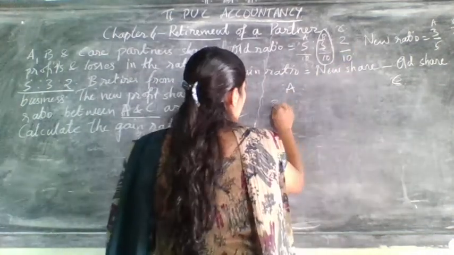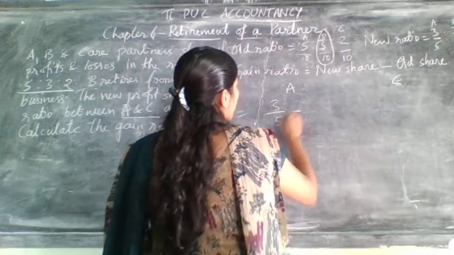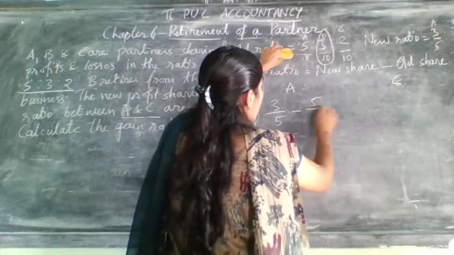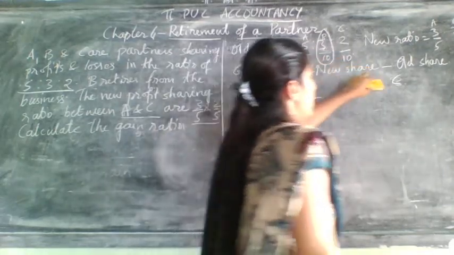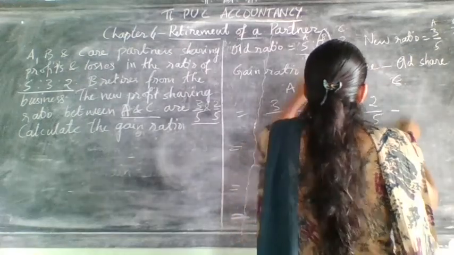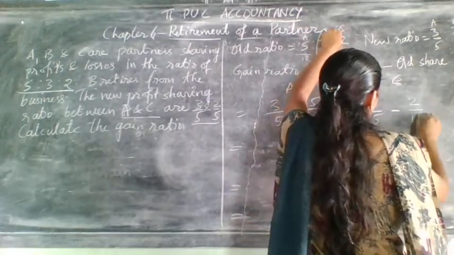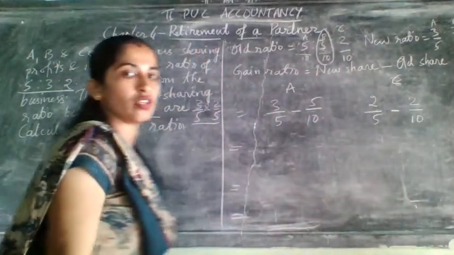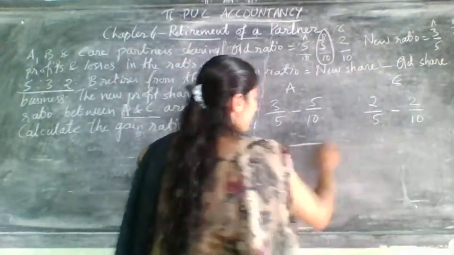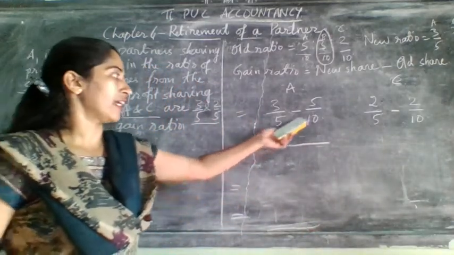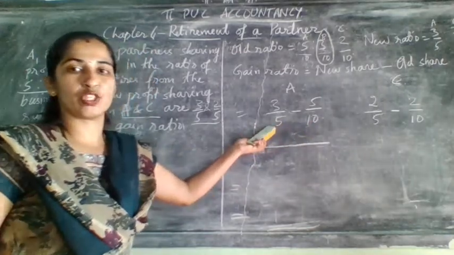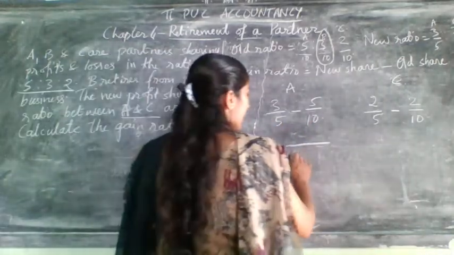Let us take A's new share, not the old share. A's new share is 3 by 5 minus his which one? Old share is 5 by 10. Now C's new share is 2 by 5 minus his old share, 2 by 10. Now let us take a common denominator. Again here we can take 10 as a common denominator because 10 can be divisible by 5.